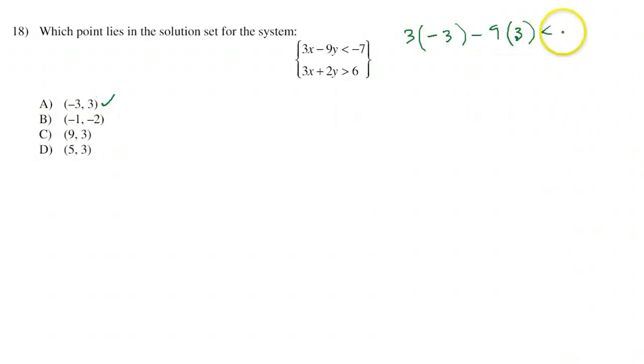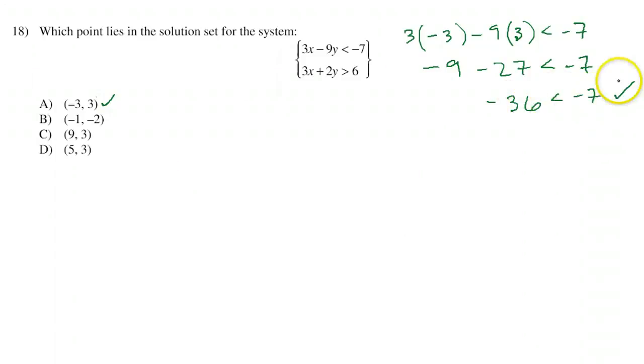And it should be less than negative 7 if it's true. So let's find out. I get negative 9 minus 27 less than negative 7, which is negative 36 less than negative 7. So yeah, this is definitely true. Definitely true.